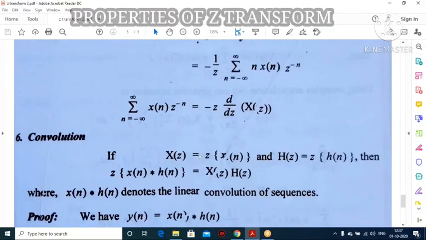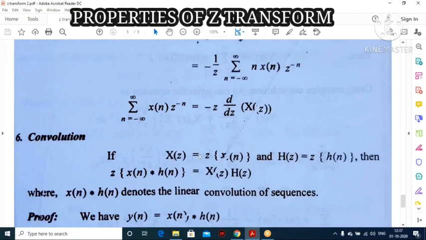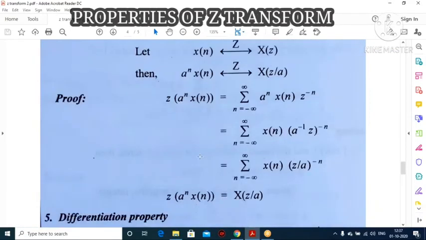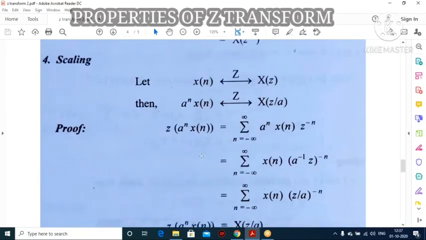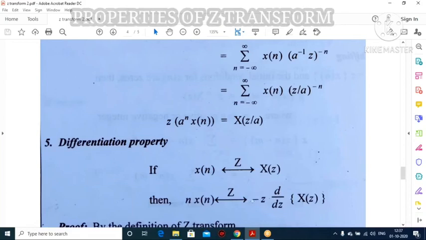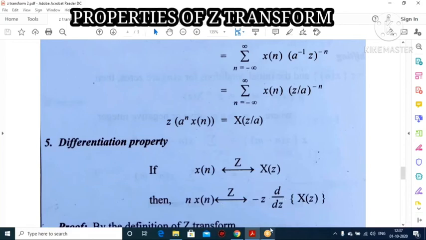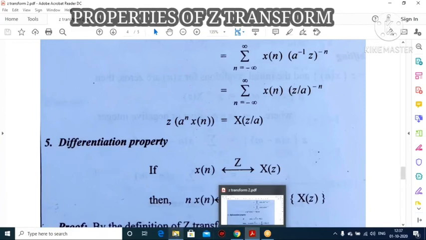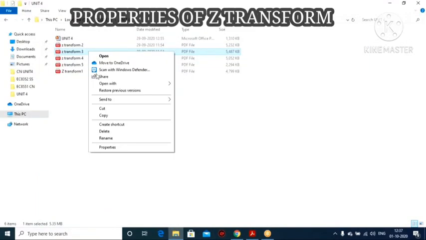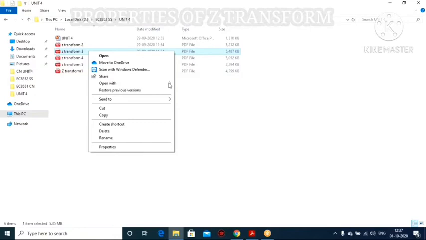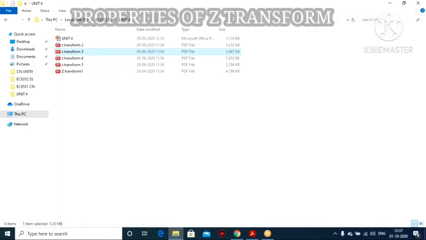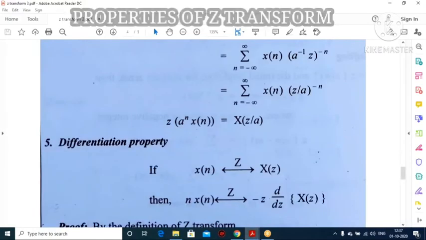So far we have discussed six different properties: linearity, then time shifting, time reversal, scaling, convolution, and differentiation properties. Do we have any doubt in this topic? No, sir. Yeah, thank you. I'll take five more minutes for you.